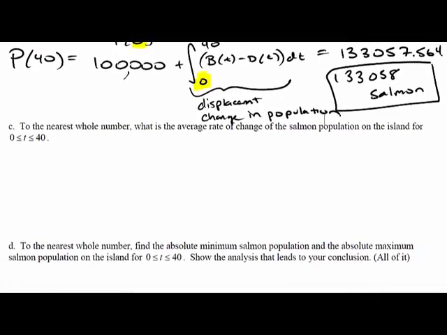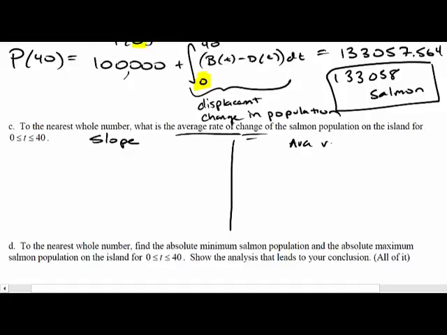C, to the nearest whole number, what is the average rate of change of the salmon population for the island from 0 to 40? There's two ways you can do this. You can think about the average rate of change as your slope. Or you can think about the average rate of change as the average value of the rate. If I want to make it a slope, that's probably the easiest, and that'll just be p of 40 minus p of 0 over 40 minus 0.